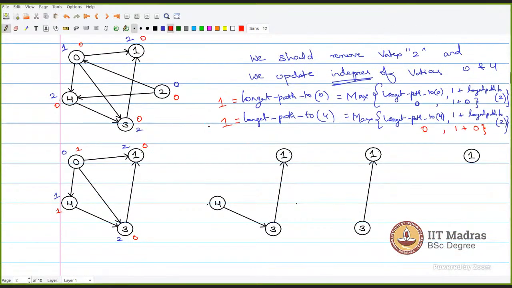If we update, this is how it will be. You can see now, the particular vertex 2 we removed along with these edges. If you remove that, this is how the graph will be.